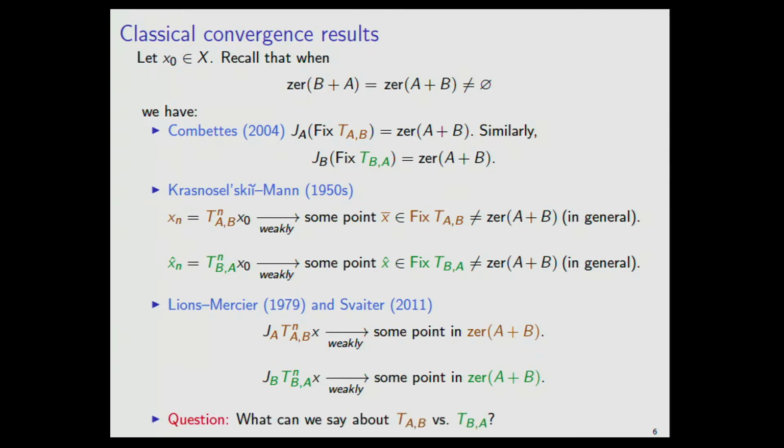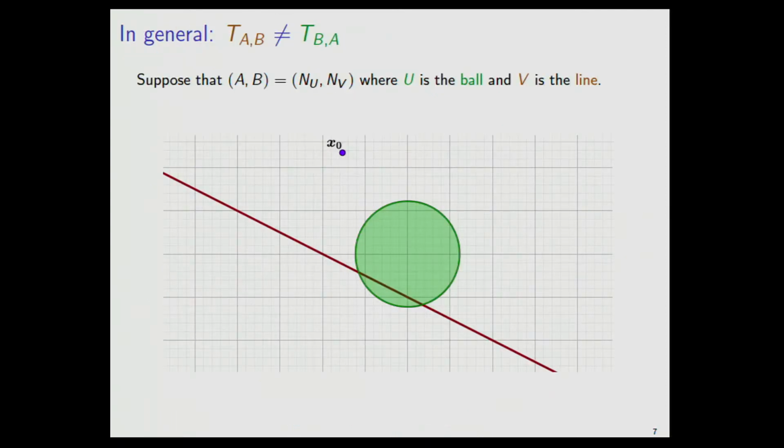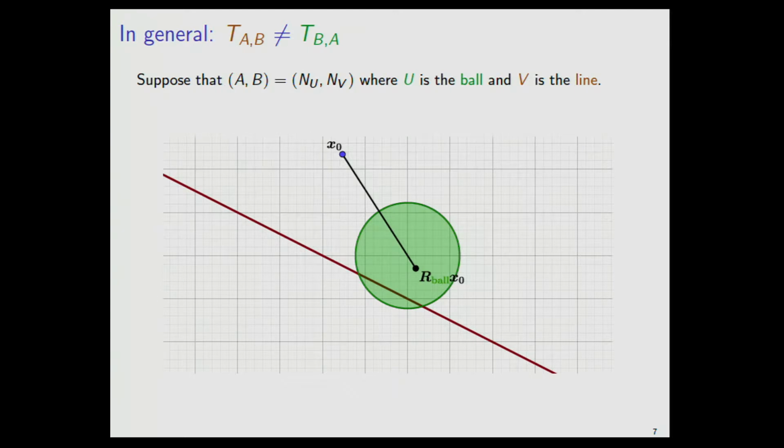And we were motivated by answering the question: how do these two orders talk to each other? How do these two orders communicate? Of course, we don't expect that they are equal. Clearly, they are not equal. You can see a simple example here in R^2. Take A and B to be normal cone operators of two sets, the ball and the line. And let's see the iterates of the two orders. We can start, first of all, by reflecting through the ball, then reflecting through the line. Douglas-Rachford is reflect, reflect, and then you average with the starting point. So you go halfway through, and that is the order ball first, then line.